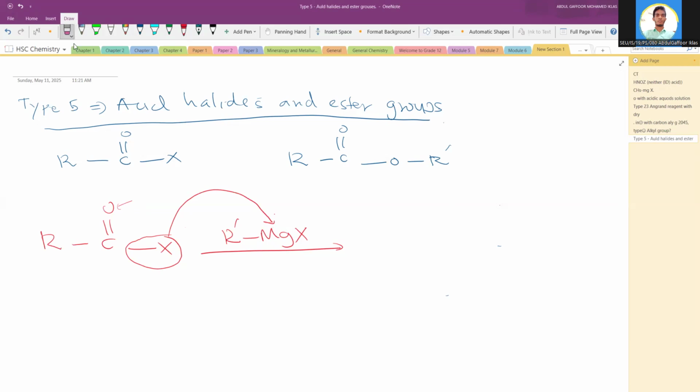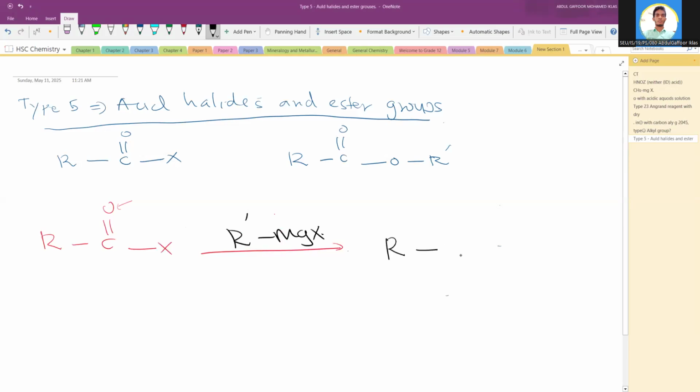If you use different colors, you can understand. So using R dash MgX, if I keep this acid halide as a reference, I will have R, C, and this pi bond should go, right? So O will be alone. With this O, MgX should come and join. This X will release and go with another MgX to produce MgX2. So here two bonds are needed.